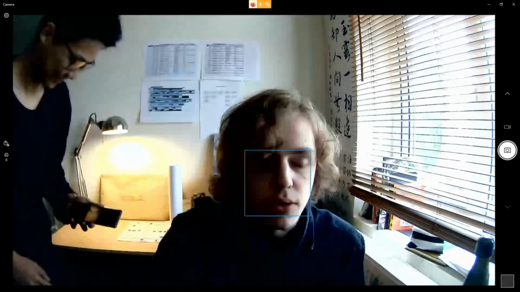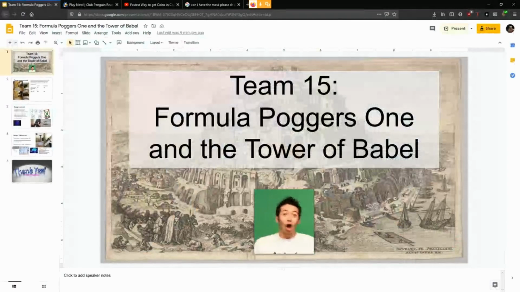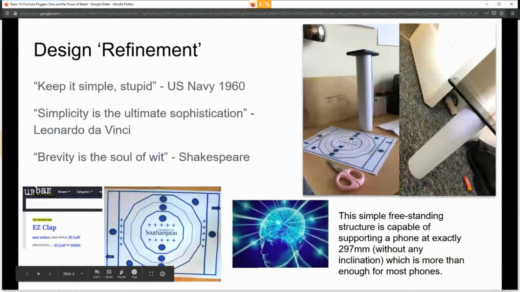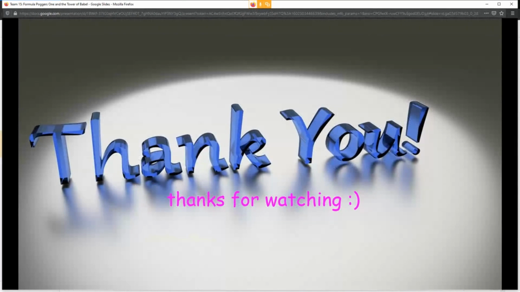I don't know if I've got it written on the slide, but in this design we've used 3 pieces of paper and 5 paper clips, 4 at the bottom, 1 at the top. So it's not super efficient compared to some of the other designs, but I'm pretty proud of the refinement process that we went through. And that's it.